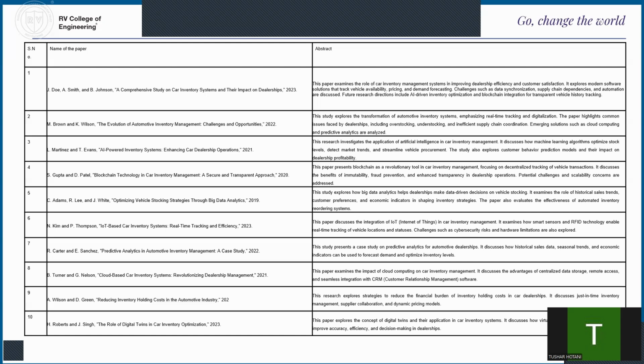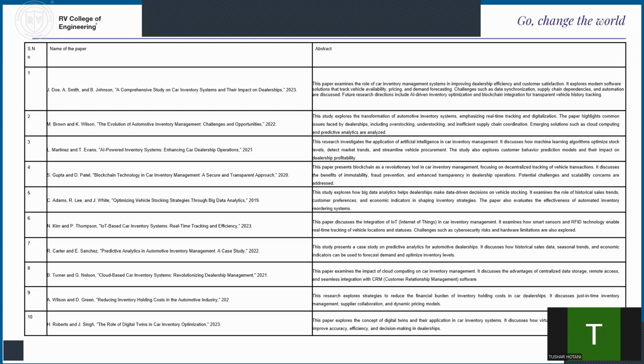Paper seven, paper eight, and paper nine are about IoT and real-time tracking. Paper seven discusses how IoT enables real-time vehicle monitoring systems in warehouses. Paper eight shows how GPS helps us track cars and their locations. The next paper tells about smart sensors that alert users if something is missing in the inventory. And paper 10, paper 11, and paper 12 are about blockchain and the security part.